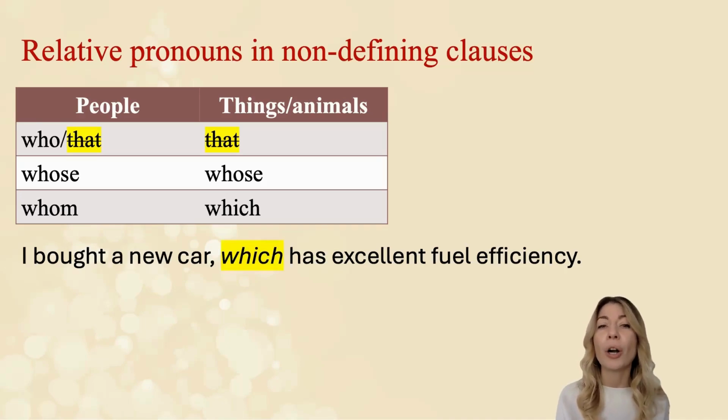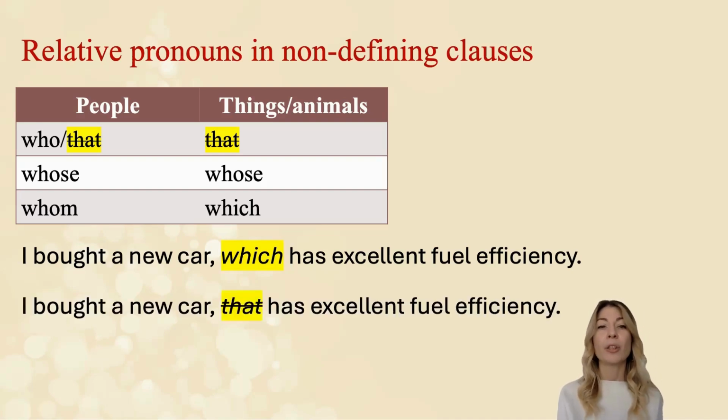I bought a new car, which has excellent fuel efficiency. I can say just, I bought a new car, and that's enough. But if I want to add some information, which is maybe not very essential at this moment, I can say, it has excellent fuel efficiency. So which is like a comment connector, let me say. And therefore, you cannot use that instead of which, because it's a non-defining clause, and we're using a comma here. Okay, so just keep in mind that is incorrect.